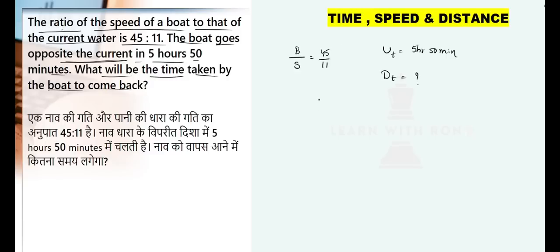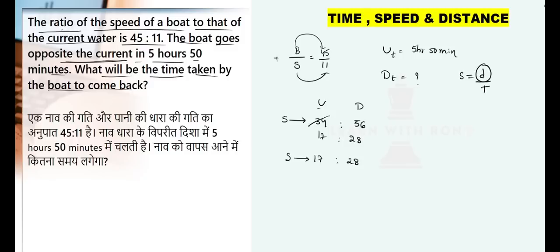See here, upstream, downstream. If I take the speed ratio here, what is the speed of the upstream? Boat speed minus stream speed only, right? So 45 minus 11, how much? 34. What is the downstream speed here? Boat speed plus stream speed only, right? 45 plus 11 is 56. So I can write 2 17s are 34 and 2 28s are 56. So I got the speed ratio as 17:28. See, from the formula speed equals distance by time, if distance is constant, speed is inversely proportional to time, right? So the speed ratio is this one. Time ratio, how much?